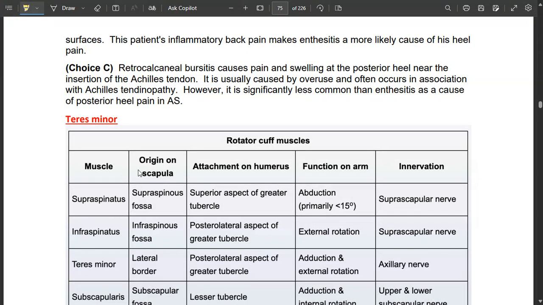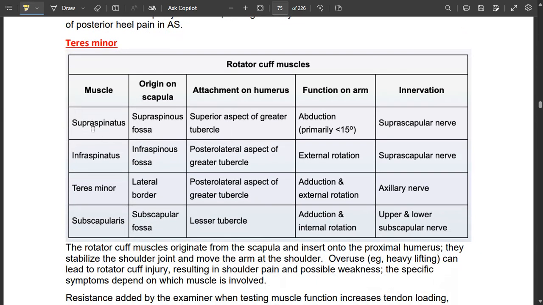All right, now let's talk about rotator cuff muscles. So there are four: supraspinatus, infraspinatus, teres minor, and subscapularis. Origin on the scapula: supraspinatus fossa, infraspinatus fossa, teres minor originates from the lateral border, and subscapularis arises from the subscapular fossa. Attachment to the humerus: the first three attach on the greater tubercle, while subscapularis is attached on the lesser tubercle.